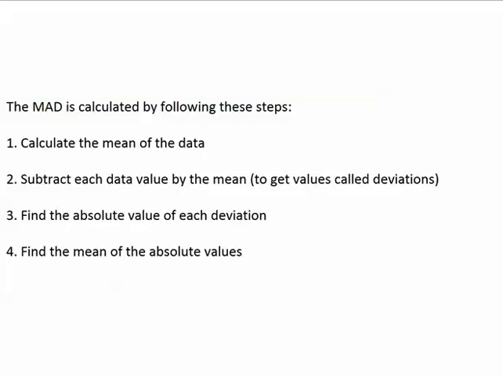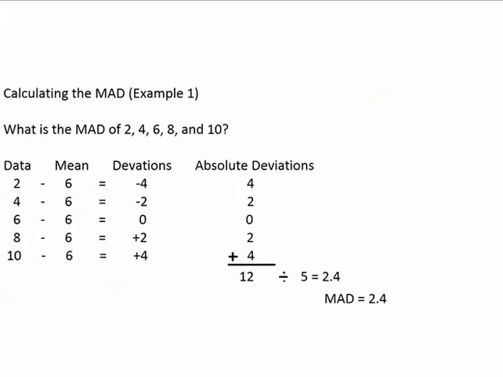Let's go through a couple examples of finding the MAD of the data set. This first example says, what is the MAD of 2, 4, 6, 8, and 10? First, we need to calculate the mean of the data. We can find the mean of this data set by adding the 5 numbers and dividing by 5. The mean comes out to 6. Second, we subtract each data value by the mean, and we get answers called deviations.